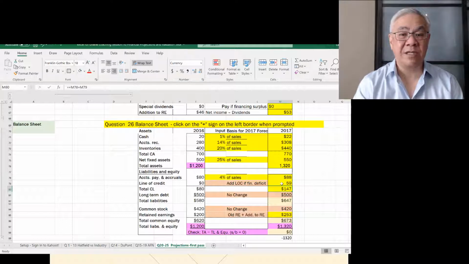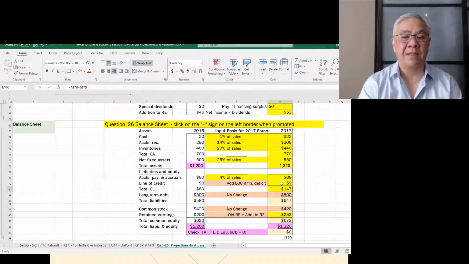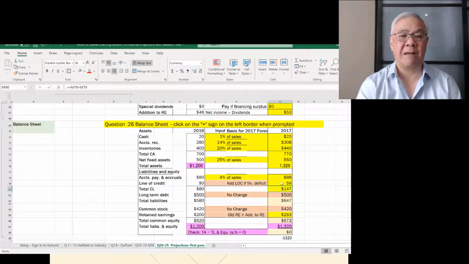Well, what does that tell you? We just figured out AFN. The AFN is 59, and the way we're going to raise the 59 by the assumption is we're going to add to our line of credit and borrow money.